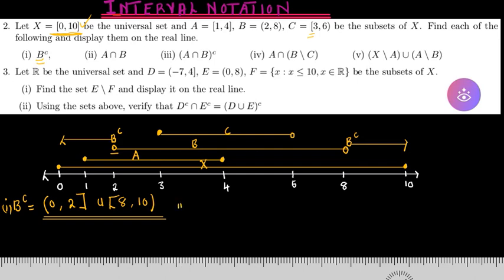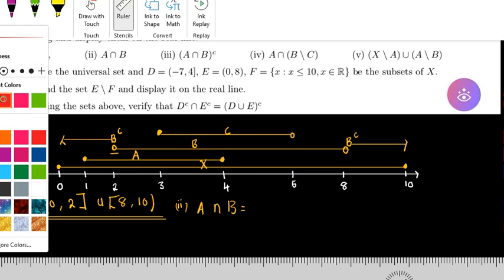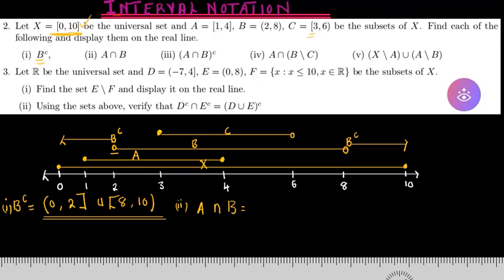The second question is saying we find A intersection B. I'm going to answer the first three. So look at this. Let me just use another pen. Okay. Look at this. A intersection B, where A and B are intersecting, that is the answer. So you find that A and B are intersecting at this particular point. Okay, just that we are not that accurate, but it's supposed to be at 2 and at 4.